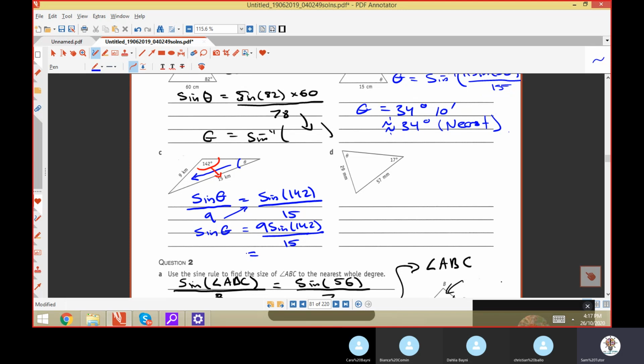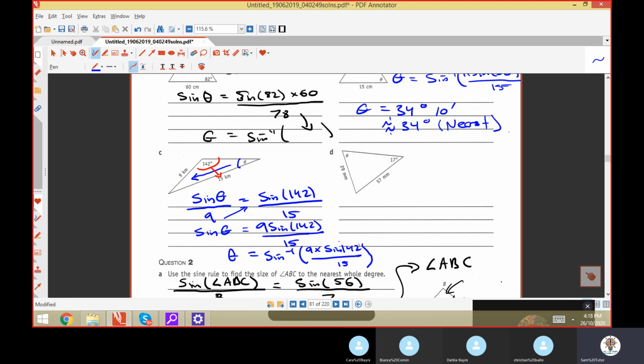Now the last step here, girls, is that we want to solve for theta, not sine theta. So we have to get rid of sine somehow. We do not want to multiply or divide sine, because sine is technically owning the theta. So on your calculator you go shift, sine inverse. So you go theta equals sine inverse, open bracket, 9 times sine 142 all over 15. It's quite a lot when you type that up in the calculator, but that's how you evaluate the angle. Then once you evaluate the angle, you press the button to convert into degrees, and that's it.